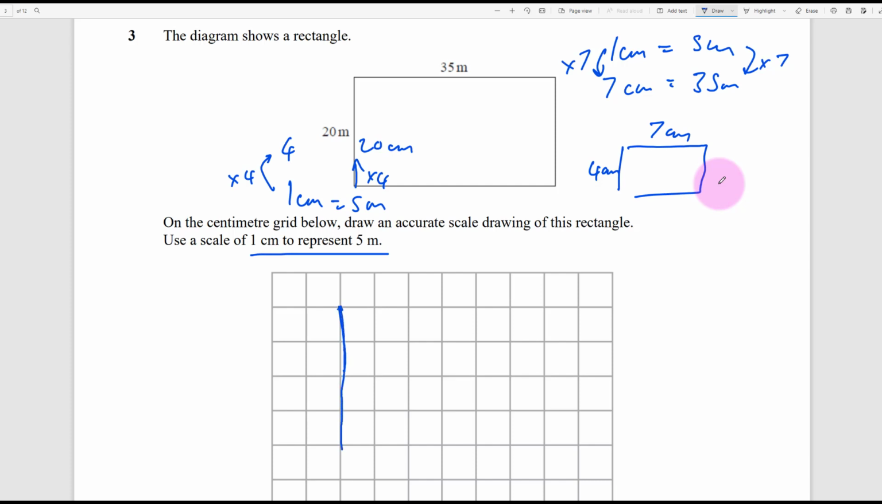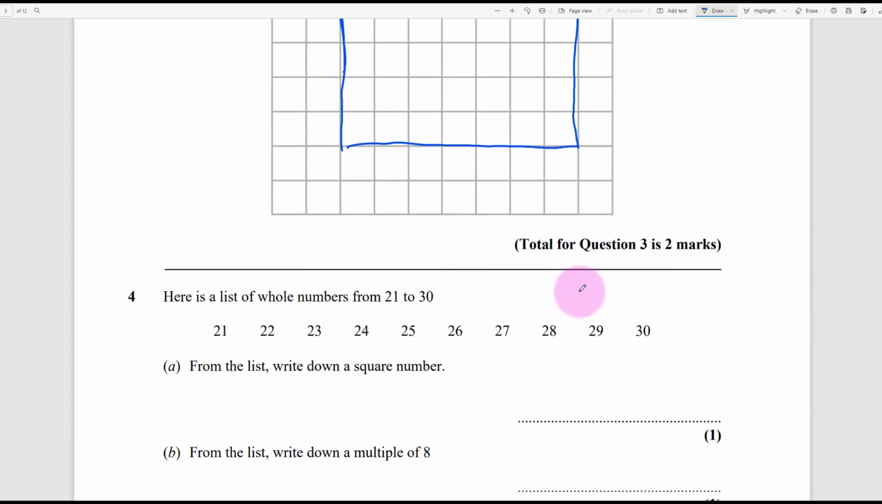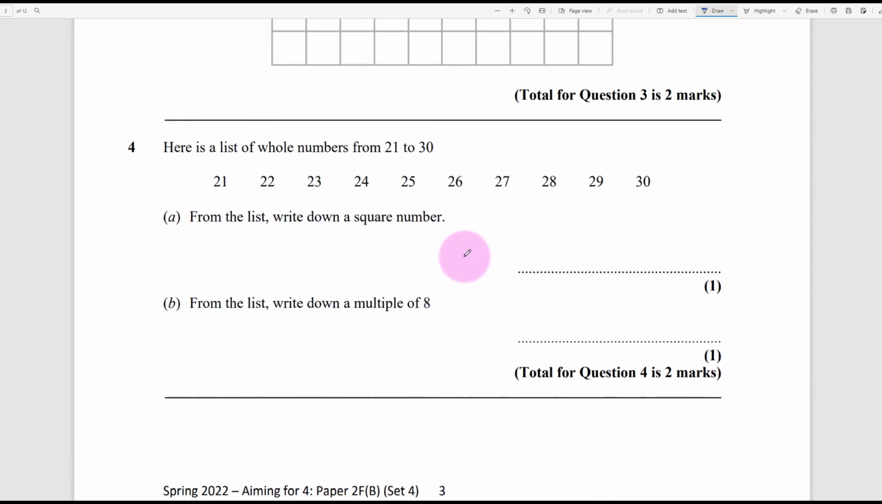So that's 4. Make sure it's 7 squares. Then use a ruler, and that's your 2 marks.